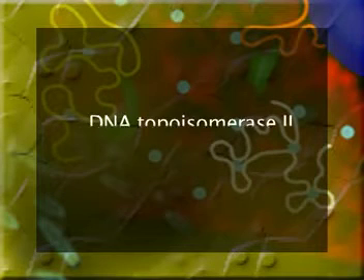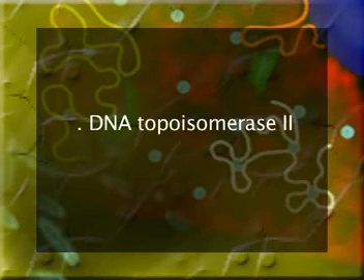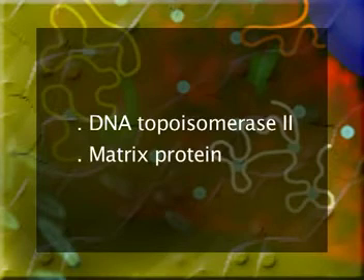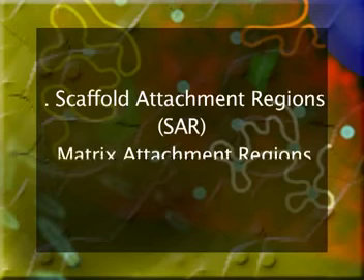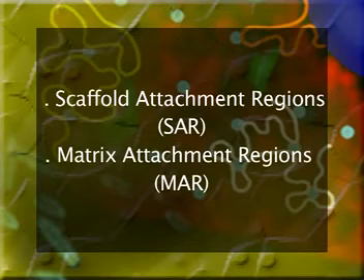The scaffold proteins include two abundant proteins, the larger DNA topoisomerase II and the smaller matrix protein. Both initiation and continued replication of DNA occur in association with matrix proteins and topoisomerase II binding sites. The binding sites for topoisomerase II are called scaffold attachment regions, and matrix proteins bind matrix attachment regions.